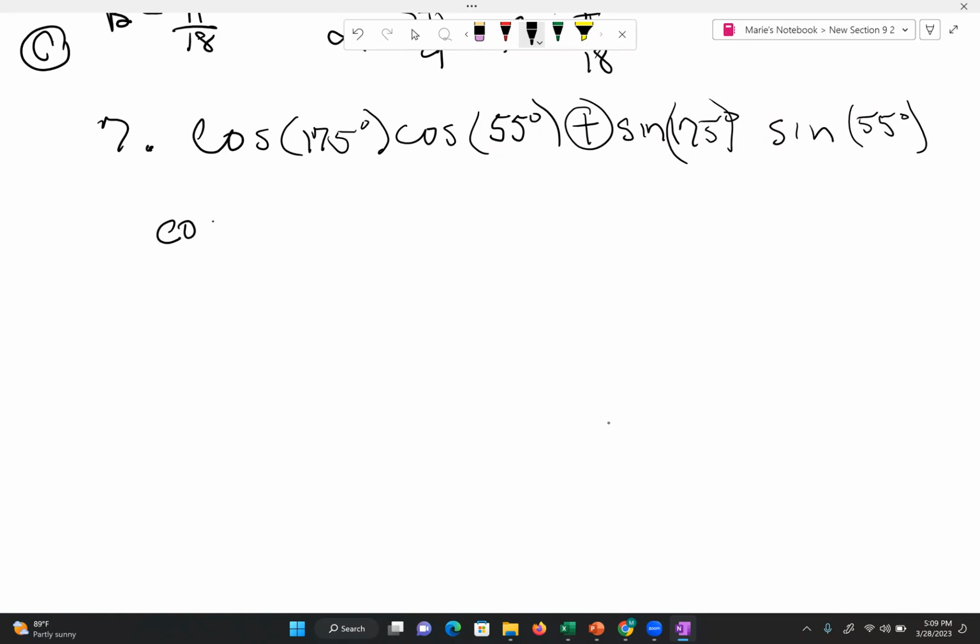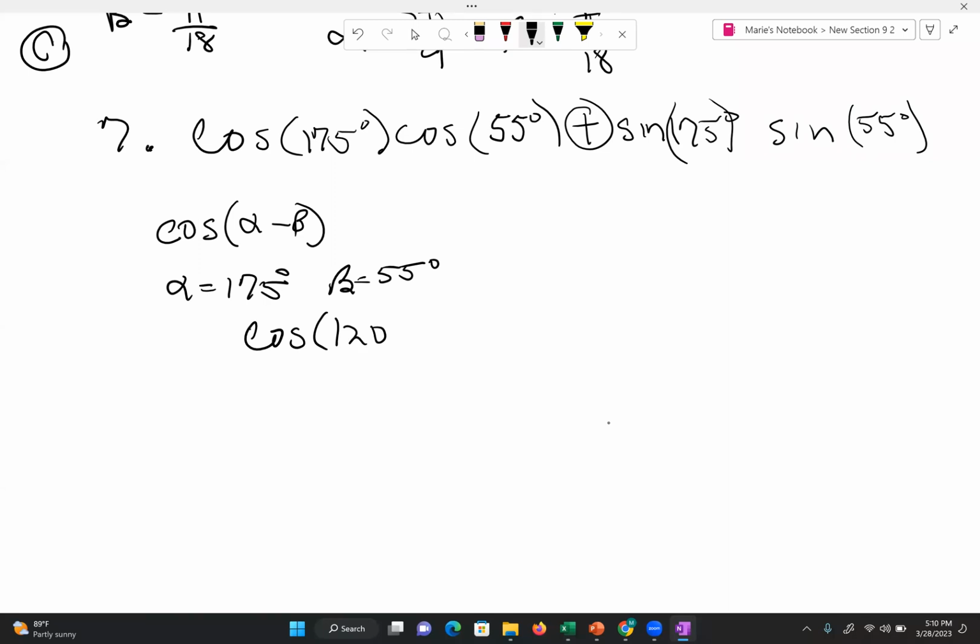is simply cosine alpha minus beta. Since we've identified our alpha as 175 and our beta, which is 55, obviously degrees, I know to subtract these, and my final answer comes to cosine of 120 degrees. Basically 175 minus 55. Another simple question.